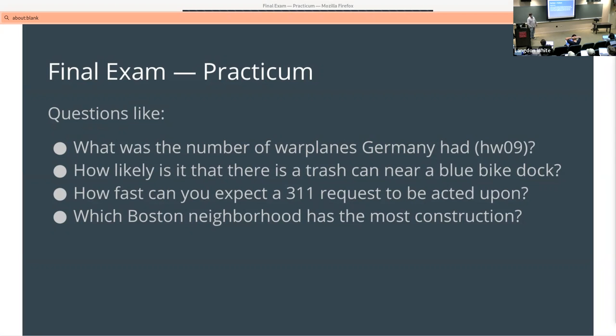And then another one is which Boston neighborhood has the most construction, another public data set where you get permits to do construction. That would be another example. If you're interested in any of this stuff or want to look into it more, check out data.boston.gov. There's a ton of different data sets there all about the city.